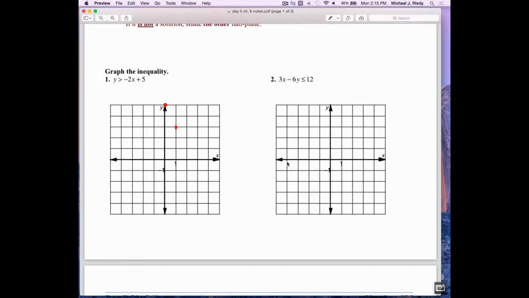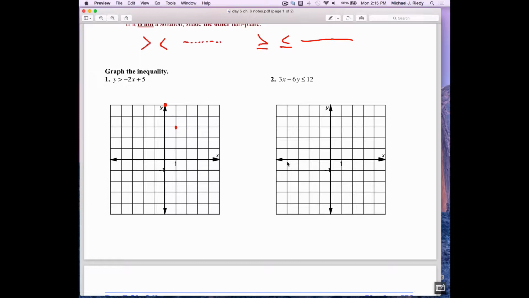Okay, now before I draw the line, you have to be aware of something. If this is a greater than or less than, you use a dashed line. If this is a greater than or equal to or a less than or equal to, you use a solid line. So for those of you who are visual learners, this or this, you use a dashed line. This or this, solid line. Which one are we using here? Dotted. There's no equal to under there.